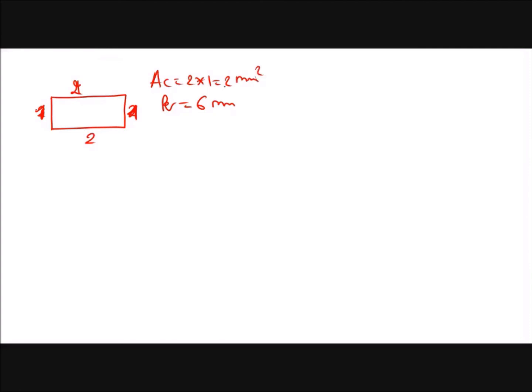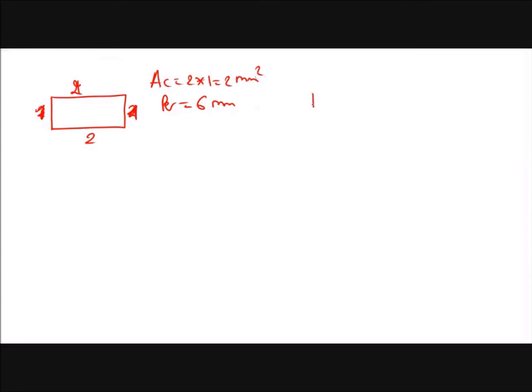Now let's see one example. Say I have a rectangular surface with a cross-sectional area of 2 by 1. So A_c is 2 into 1, which makes 2. The sides are 1, 2, 1, 2. The perimeter makes 6, and the area is 2 millimeters squared.